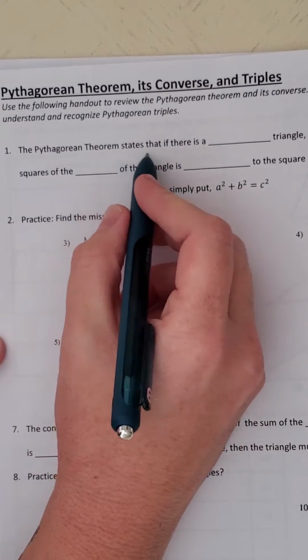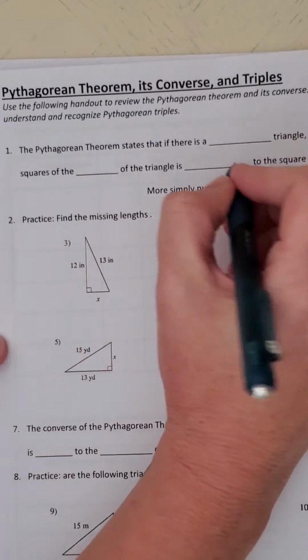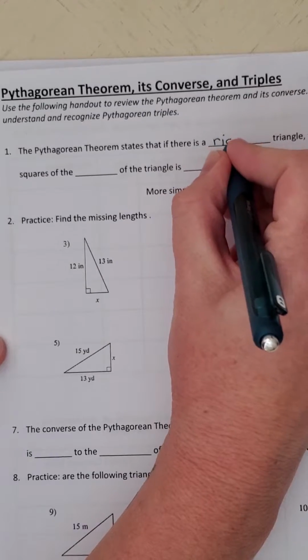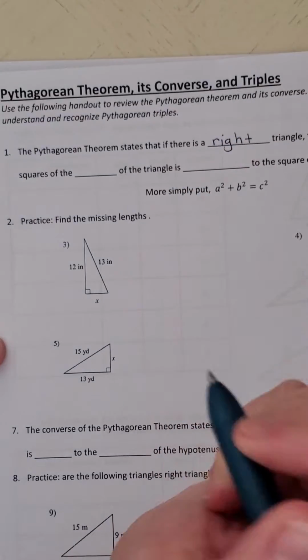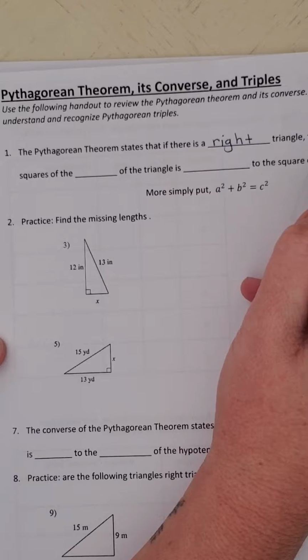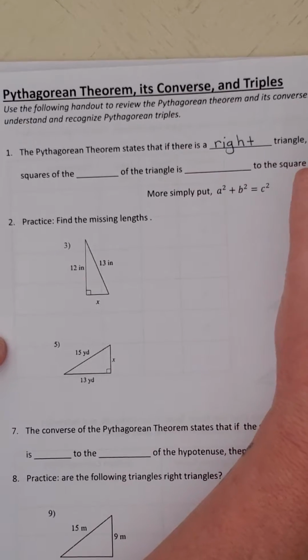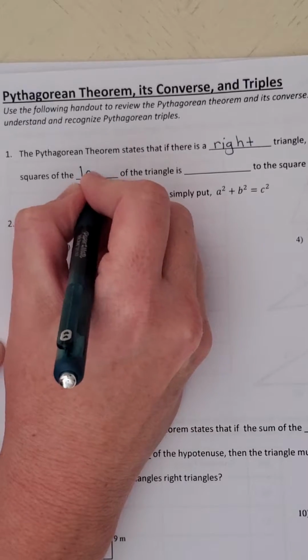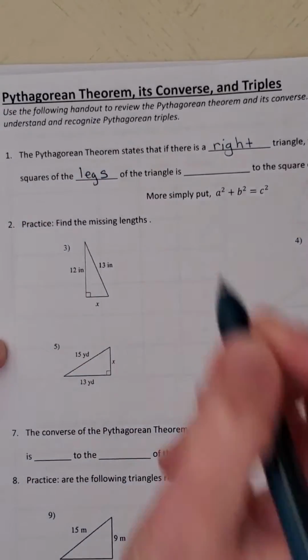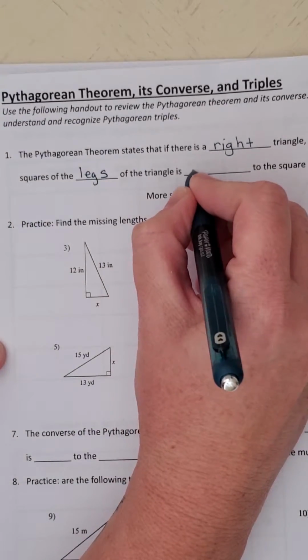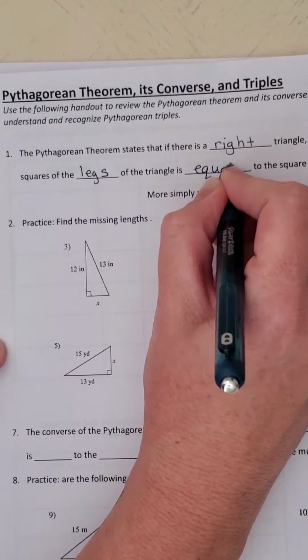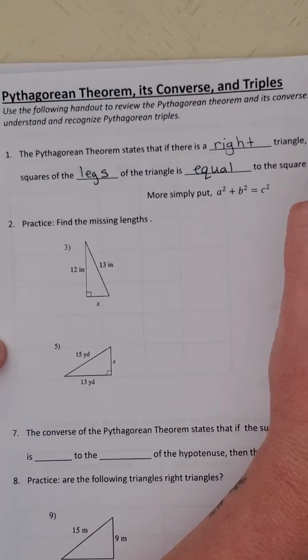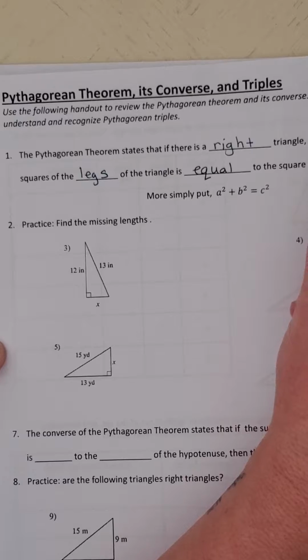The Pythagorean theorem states that if there is a right triangle, then the sum of the squares of the legs of the triangles is equal to the square of the hypotenuse.